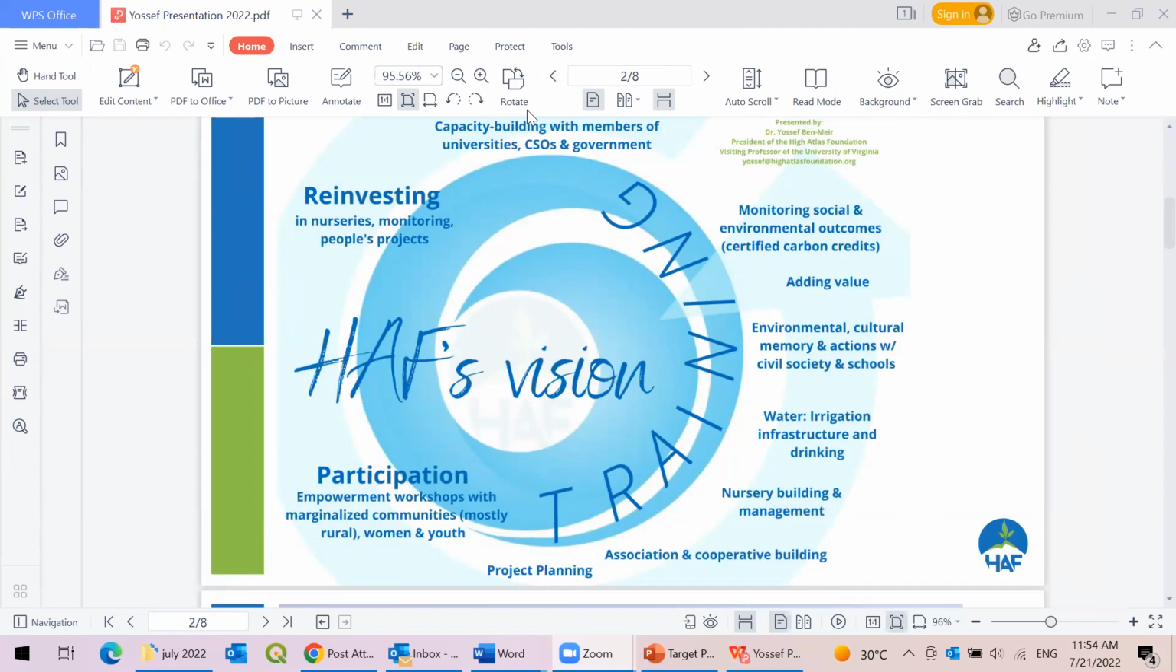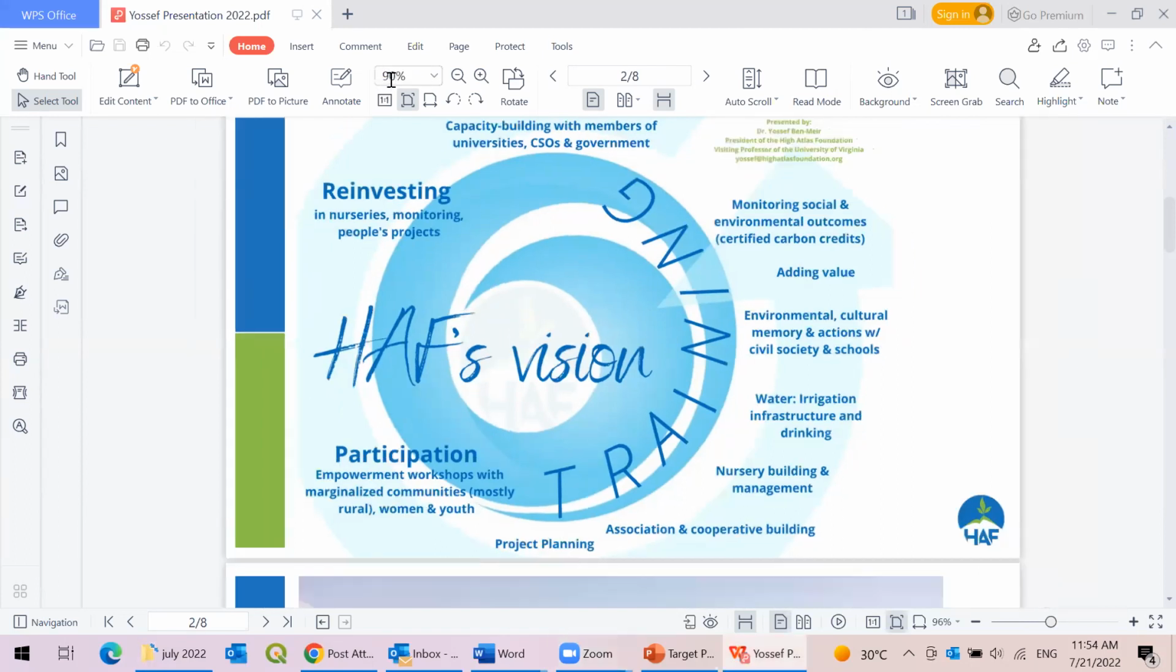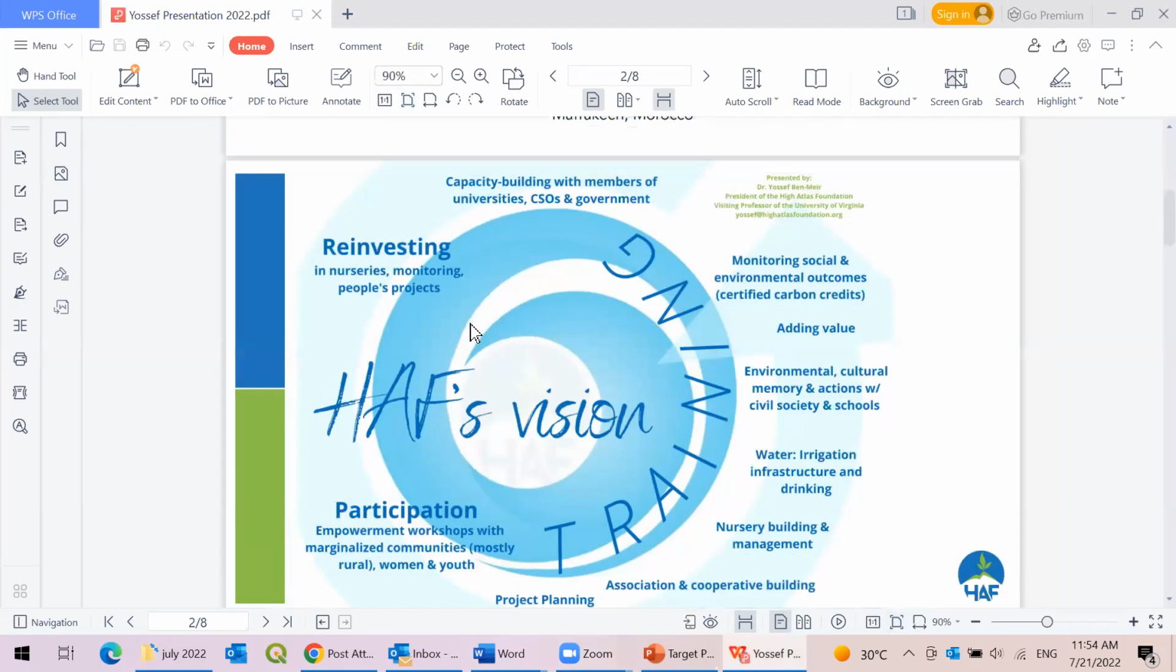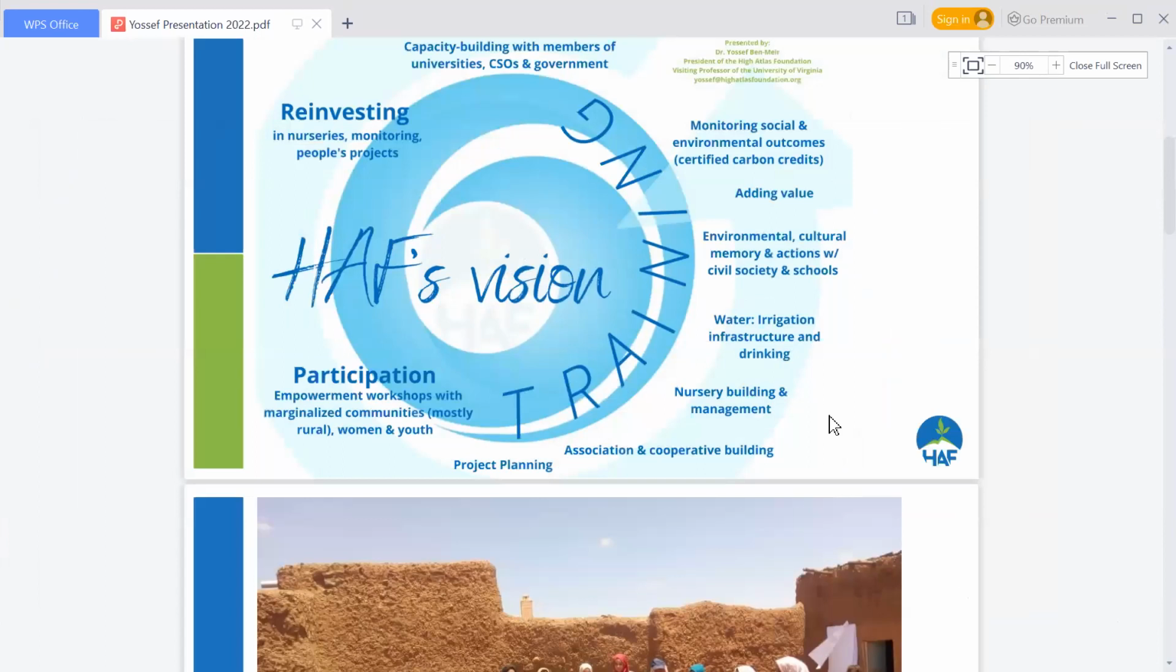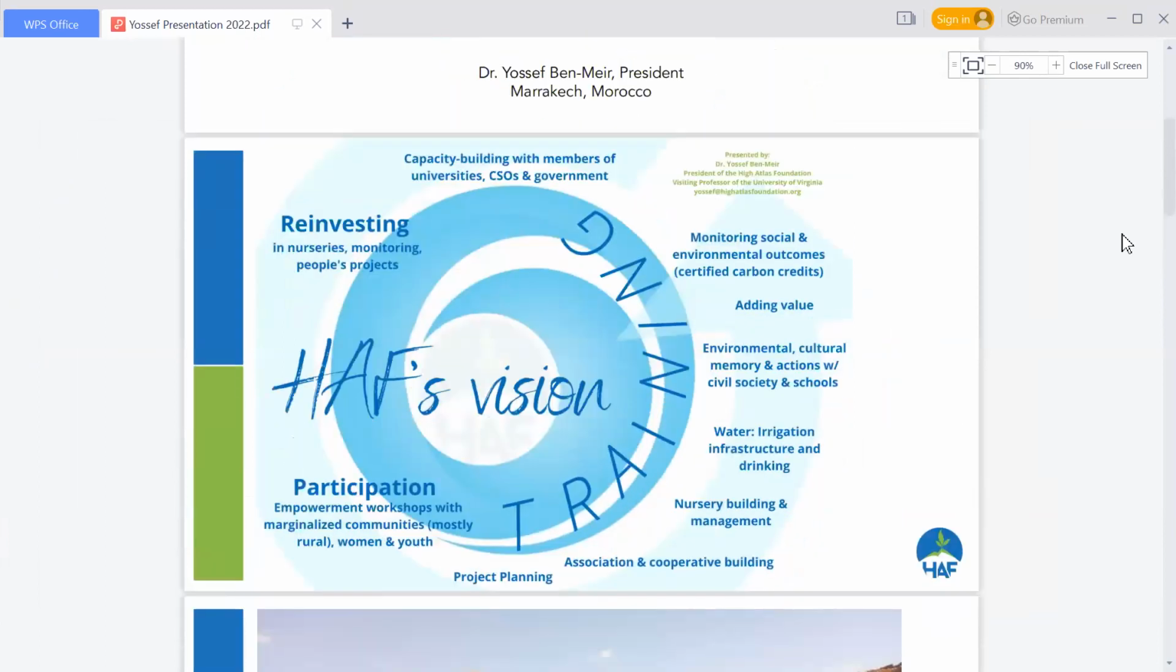Just two very quick points and I'll conclude. There you see our vision moving forward. It always begins with participation. The association and cooperative building is not just technical, but managerial. We work with cooperatives that aren't registered. They don't have a bank account, so they need a financial management system, a decision-making structure, statutes. All of these things need to be part and parcel of reforestation and building of nurseries. And again, it's the partnerships that allow us to do that.